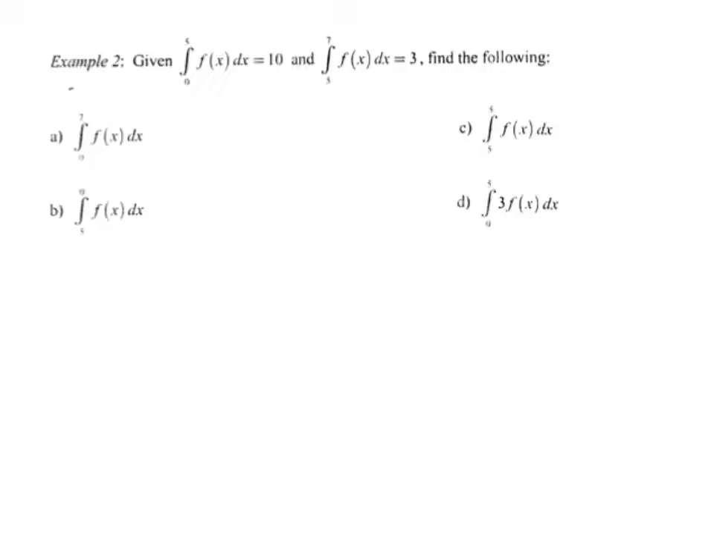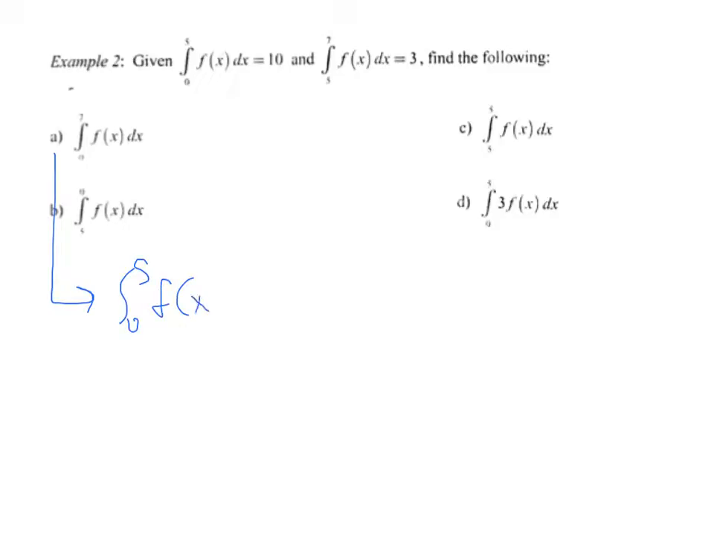Now we're given a little bit different info for the next example. We're dealing with the same function. Now they have different limits. One is from 0 to 5, and then the other integral is from 5 to 7. And we know that the areas are 10 and 3. So if I want to know what's going on from 0 to 7, so we'll do part A right here.